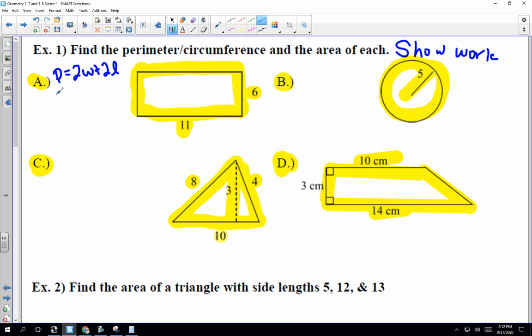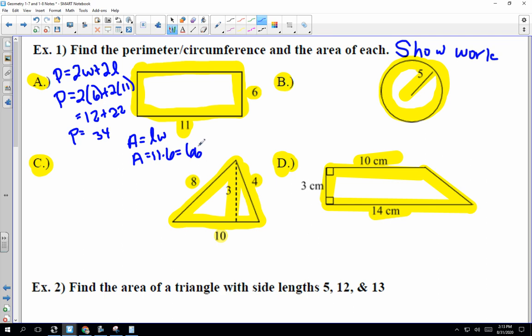Okay, so the perimeter is 2 times the width plus 2 times the length. So that is 12 plus 22. It's 34 for the P. The area is length times width. Okay. Make sure you guys write those down. You need the work and the answer. Work and the answer.